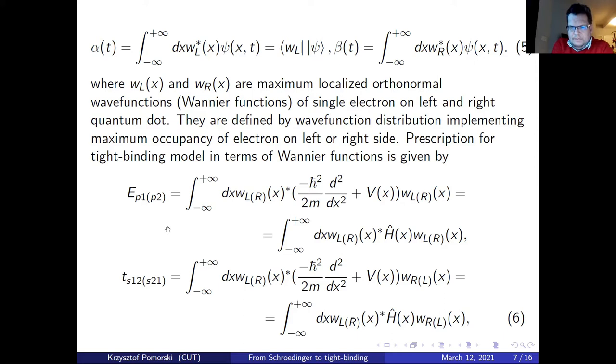And now we have this hopping between two neighboring quantum dots. Well, right now we only consider a two quantum dot system. So we have a Hamiltonian, and we have VL and VR, or VR VL. So that's also expressed by such an integral. All right, so I want to show what's the formula for AP1 and TS12, if we only use the Schrodinger equation.